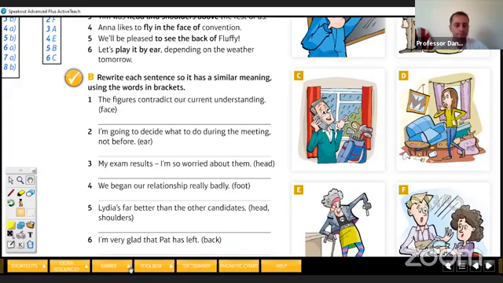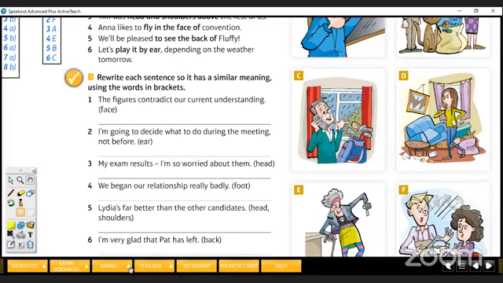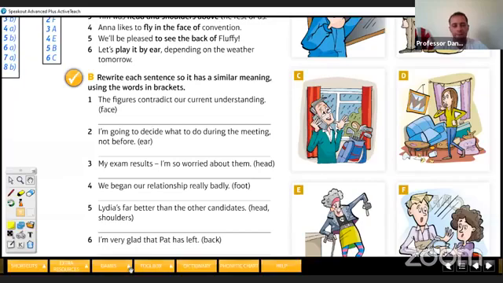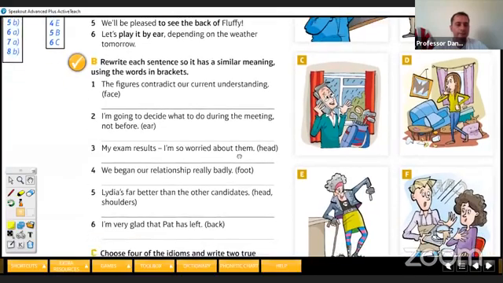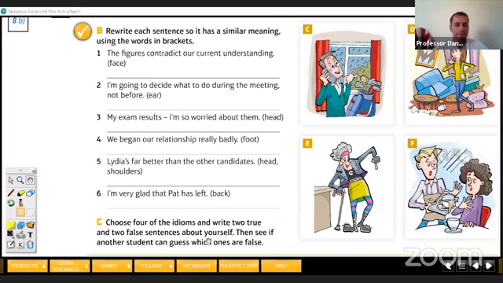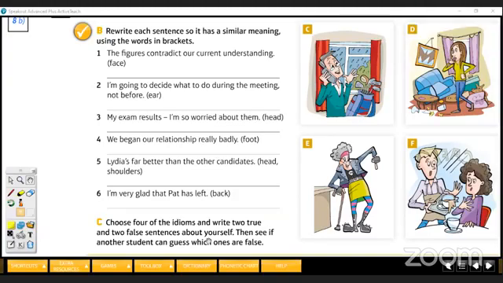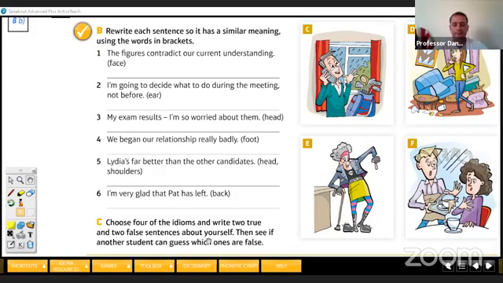Number two. I'm going to decide. I'm going to what? To play it by ear. To play it by ear, exactly. Now, number three, my exam results, I'm so worried about them. What's the idiom? My exam results are really hanging over my head. Yeah, you're right, Nancy. My exam results are really hanging over my head.